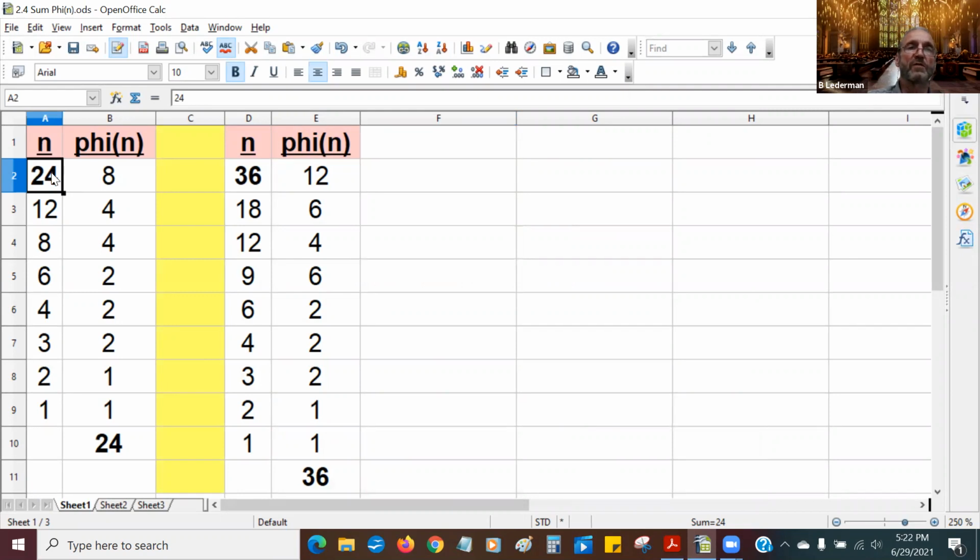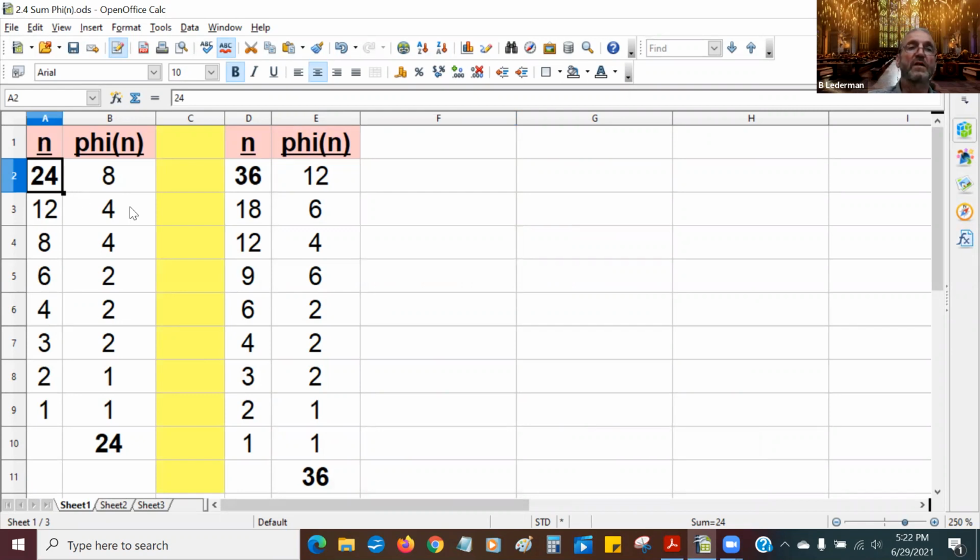My big number is 24. M equals 24. So here are the divisors of 24: 24, 12, 8, 6, 4, 3, 2, 1. These are all the different divisors. Now, phi of 24 is 8. You can figure that out.